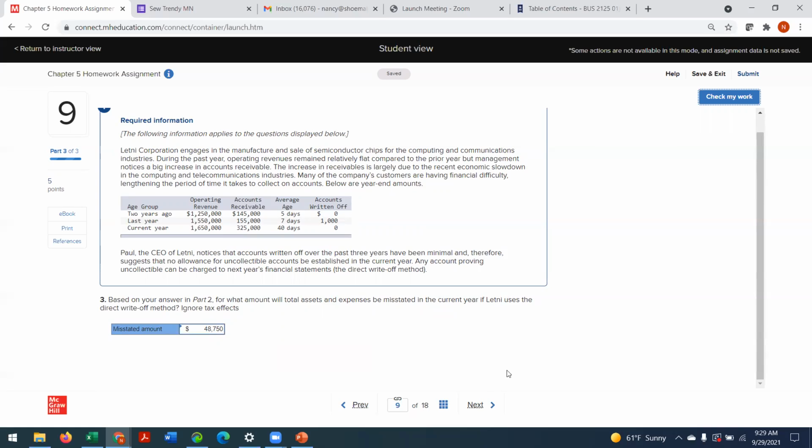Because remember, making this adjustment debits bad debt expense, which is a part of the income statement, credits your allowance for uncollectibles, which is a balance sheet contra account.